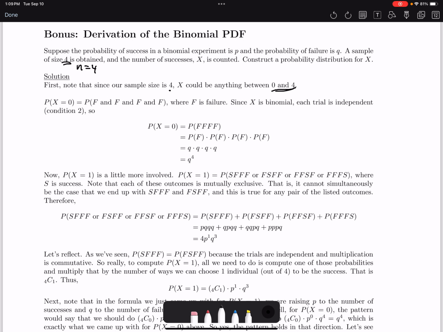Now, x is binomial, which means each trial is independent. That was condition 2 in that list of conditions. So that means that the probability of F and F and F and F, all of those ands just turn into multiplication. So this is the probability of F times the probability of F times the probability of F times the probability of F. Each of those probabilities of failure is just equal to q, so this ends up being q to the 4th power.